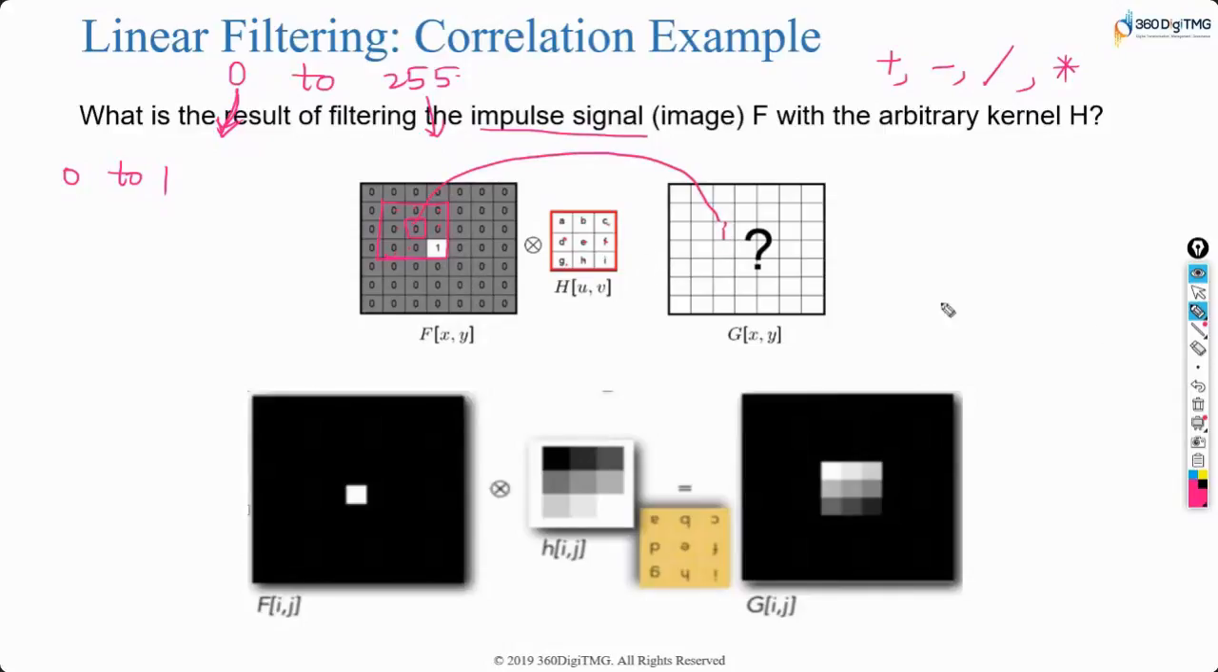Then you move it one stride at a time. So let me move it by one stride. If you move it by one stride, it will go here. And what would happen? 0 into A plus 0 into B plus 0 into C plus 0 into D plus 0 into E plus 0 into F plus 0 into G plus 1 into H plus 0 into this. So 1 is getting multiplied by H. So this central pixel value will be H.